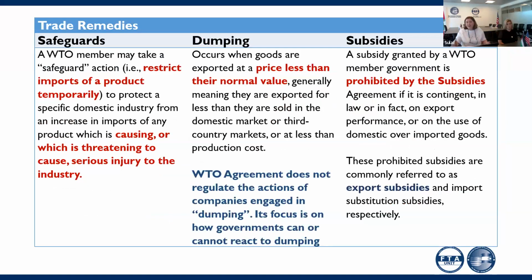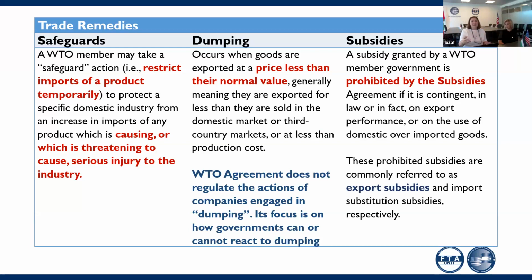Of course, there are also agreed trade remedies. What are trade remedies? They're trade defense tools that allow countries to take measures to protect their local industry against activities that are unfair or situations that might cause harm to their national production.